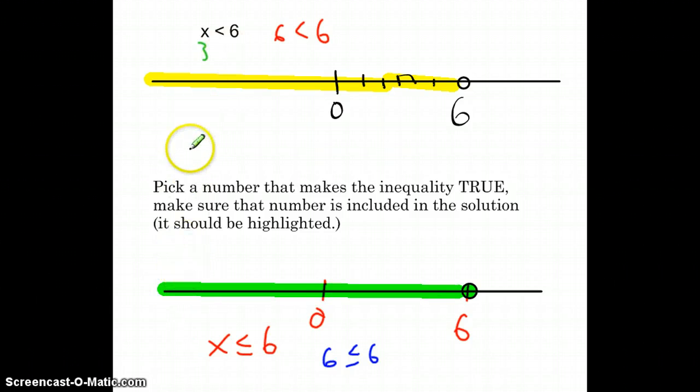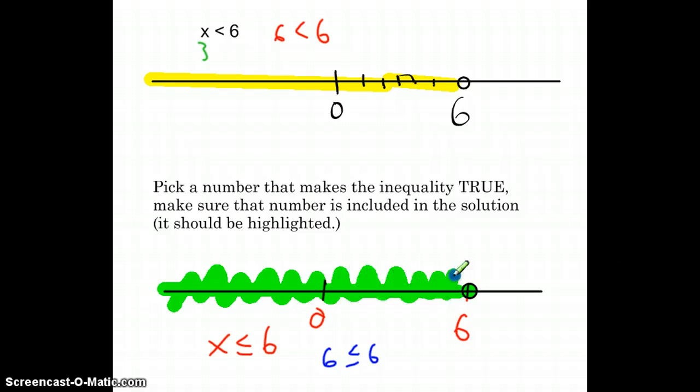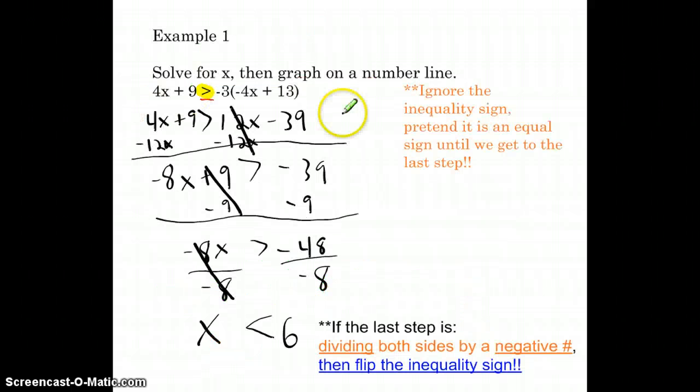For those of you guys at home, obviously you may not have highlighters. A lot of times what I'll do when I'm working with pencil on paper, I'll do squiggly lines like this over the line to where my solution is. Okay, and then clearly this side is not the shaded side. So just to go back and remember, just ignore the inequality sign and just pretend it's an equal sign until you get to the end. And really the only thing that matters at the end is if I'm dividing both sides by a negative, which in this case I am, I've got to flip that inequality sign.